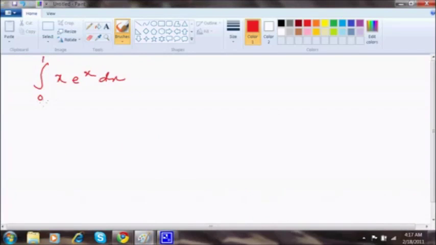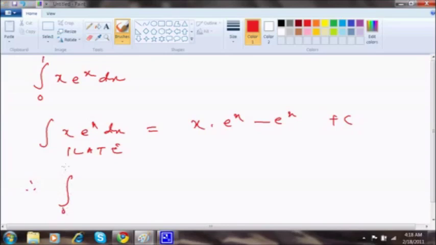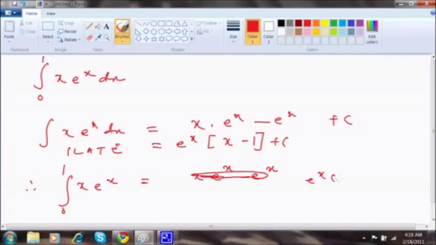The same process is followed for this. Without looking at the limits, x e to the power x dx: if you have followed the last discussions properly, you can come to know that this is in the form of ILATE, or by parts. So this is x integration of e to the power x minus e to the power x plus c. Finally it is x e to the power x minus e to the power x. I'll take e to the power x common here so that it will be easily done. So e to the power x into x minus 1, and the limits are put.